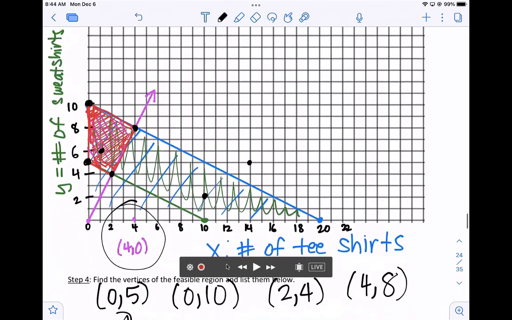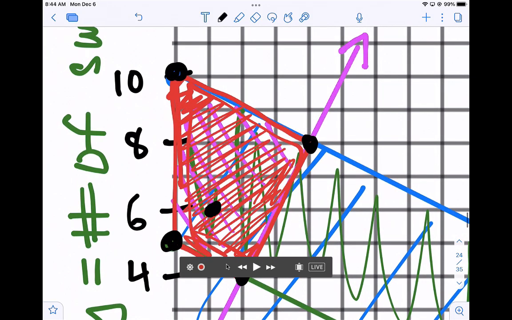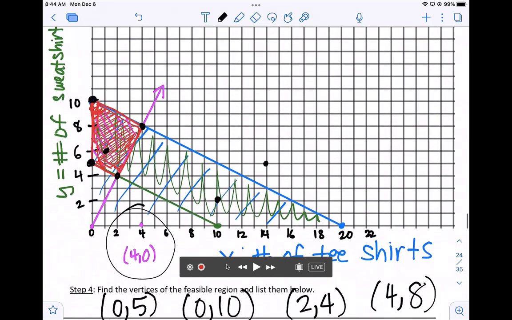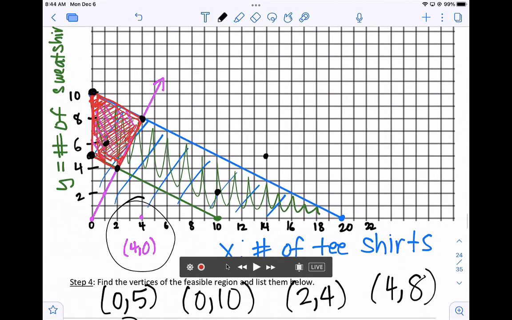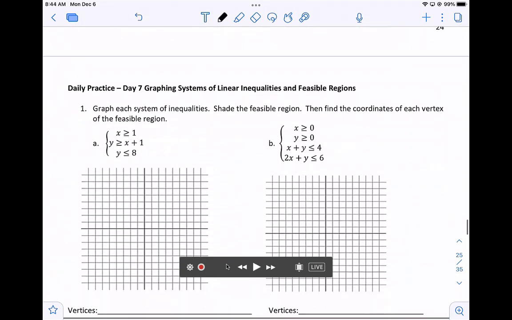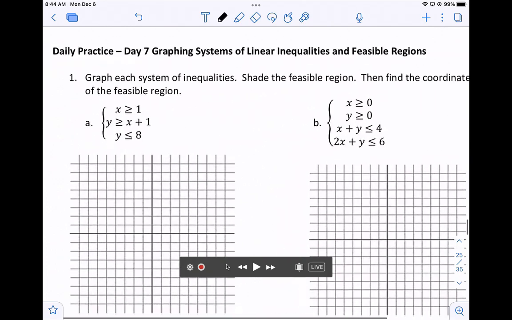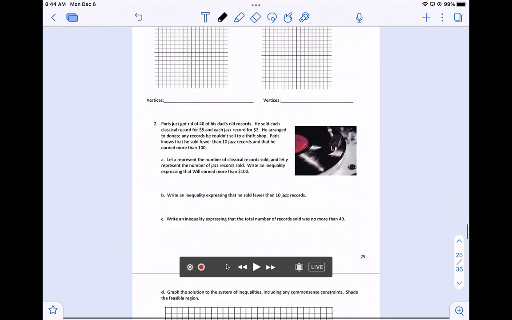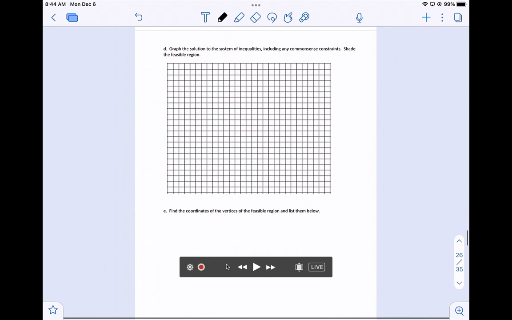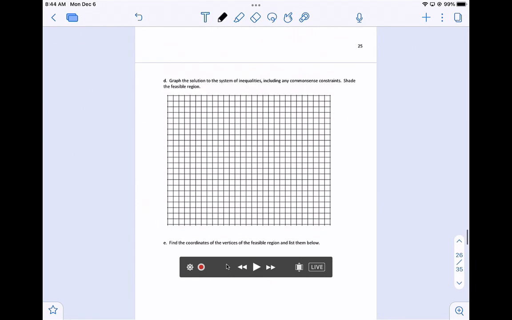So again, our goal is to find where's that area where all of these inequalities work. And then tomorrow we're going to look at, all right, now that you know that, how can you use this to find maximum profit? So your assignment is to work on day 7, just some graphing and finding the feasible region. And then you have one word problem where you're going to find the region as well.